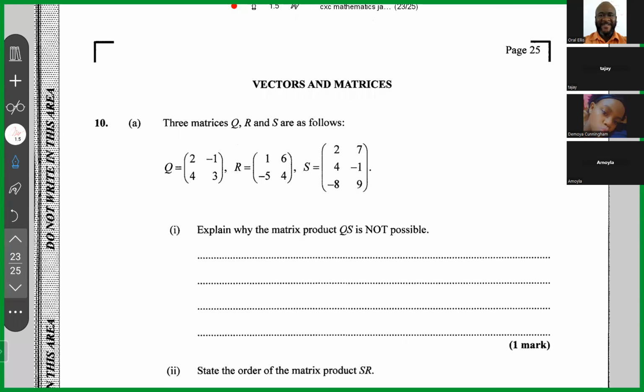All right, question number 10, it says three matrices Q, R, and S are as follows. So we have the matrices. We're to explain why the matrix product QS is not possible. All right, so Q is a 2 by 2 matrix.